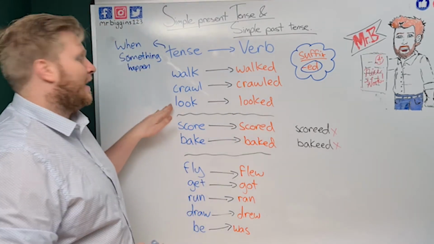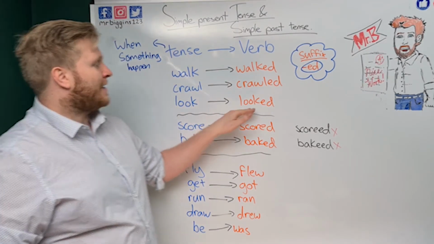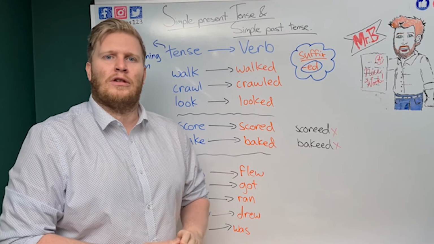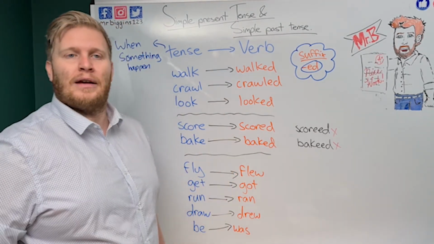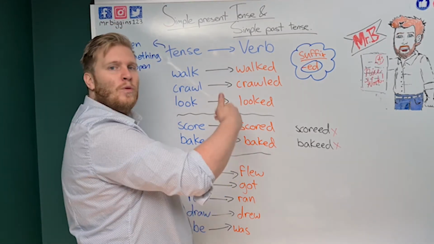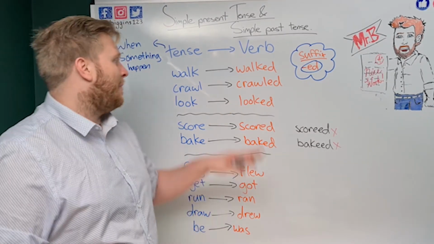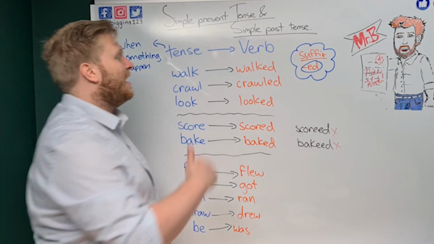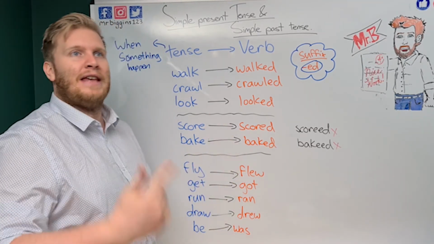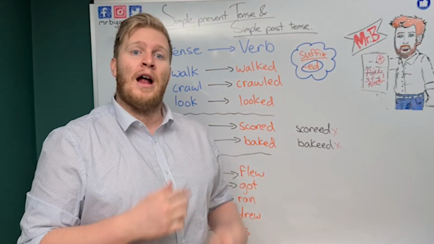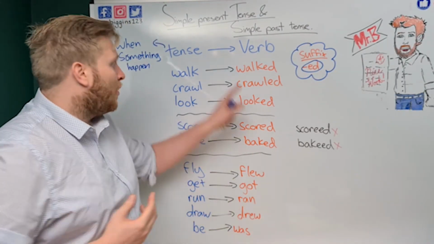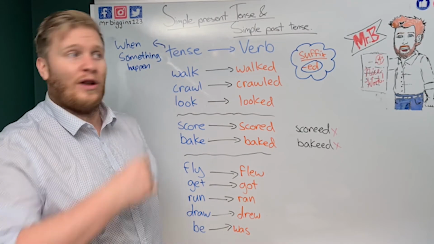So if I said I like to look, it doesn't make sense, does it? I would be talking about something that happened, so I could say he looked yesterday. He crawled yesterday. He walked yesterday. There's another quick example. Find your verbs. Can you say he walked yesterday? Does that make sense? Yes. I can't say he walking yesterday. They don't make sense.